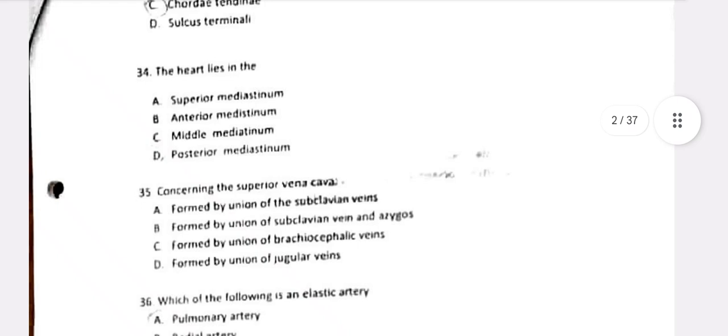Then question 34 says that the heart lies in the A, superior mediastinum, B, anterior mediastinum, C, middle mediastinum, and D, posterior mediastinum. This is also falling under the cardiovascular system. Basically, they're just trying to assess if you understand the specific location of the heart. So the correct option here is the middle mediastinum.